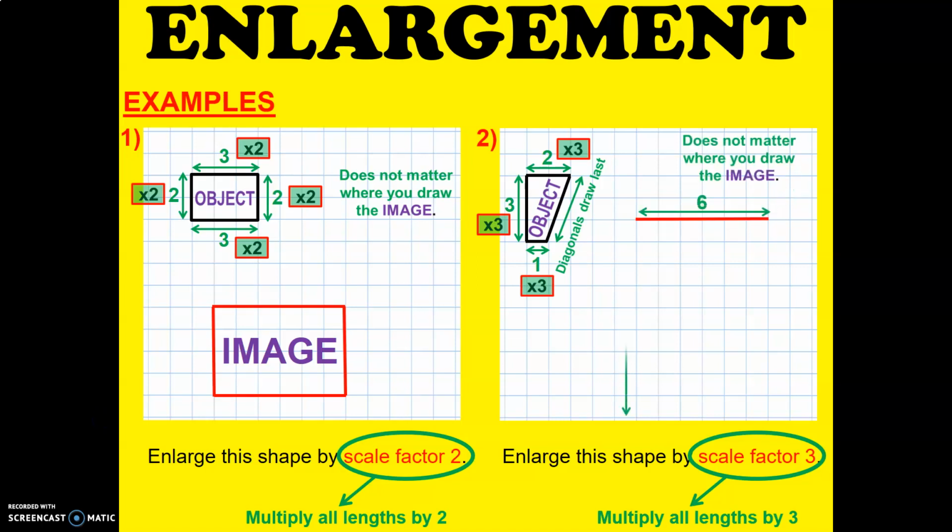So 2 times 3 is 6, draw a line. 3 times 3 is 9, draw a line. 1 times 3 is 3, draw a line. Then connect the other 2 points to make the diagonal. There you have our image. Let's try a different example.